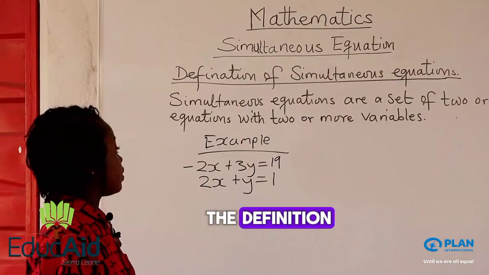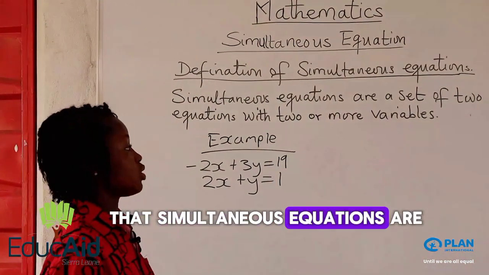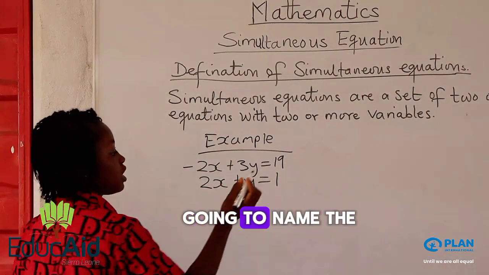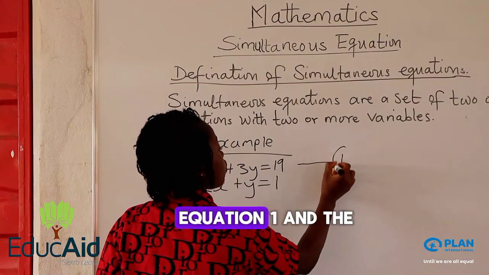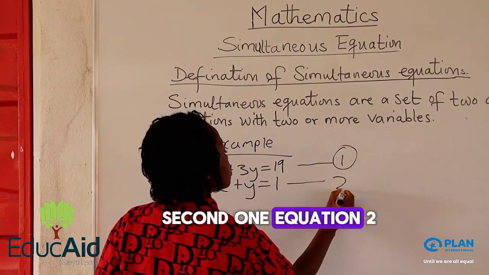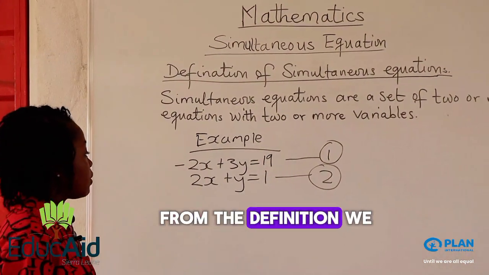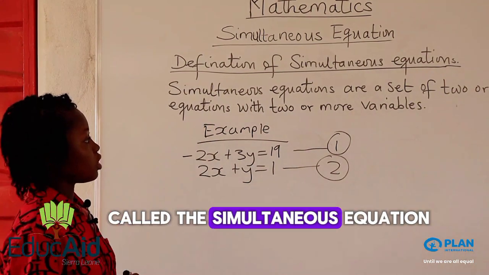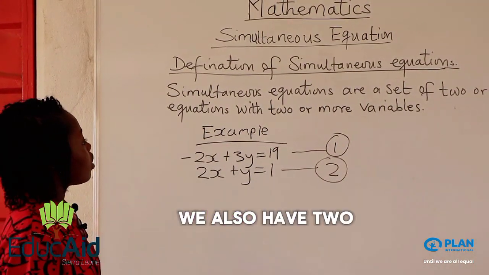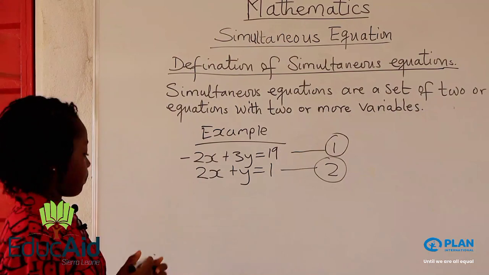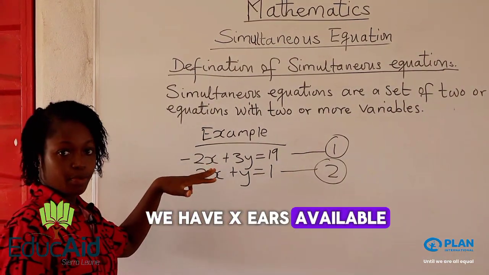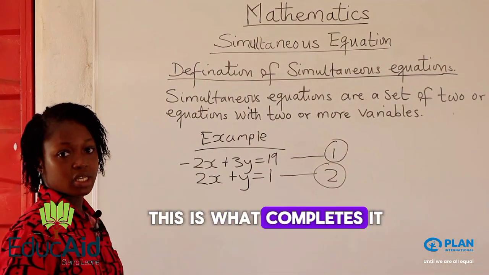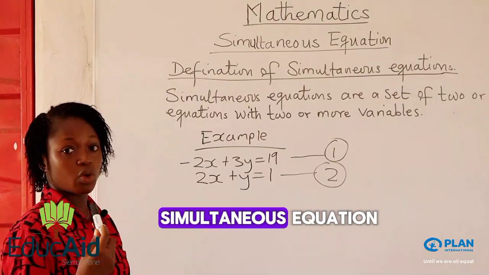We are told from the definition that simultaneous equations are a set of two or more equations. So here we are going to name the first equation, equation 1, and the second one, equation 2. So from the definition, we already have two equations. So this is what's called a simultaneous equation. We also have two or more variables. We have x here as a variable, and we also have y here as a variable. So therefore, this is what completes it and makes it a simultaneous equation.